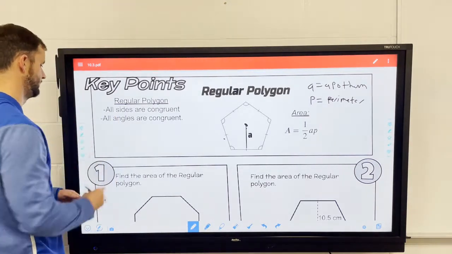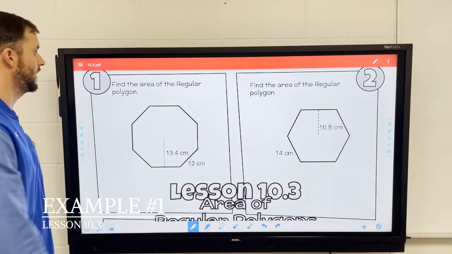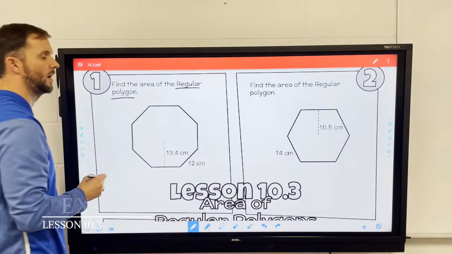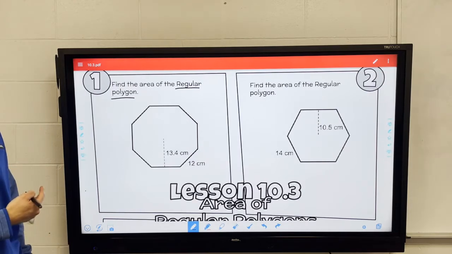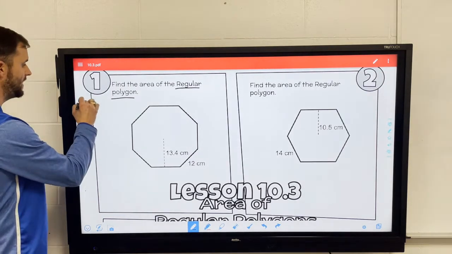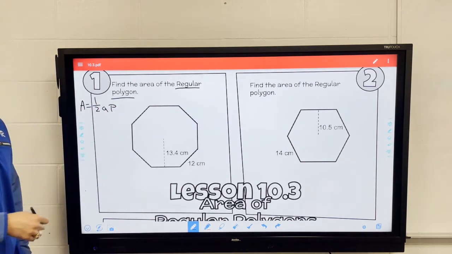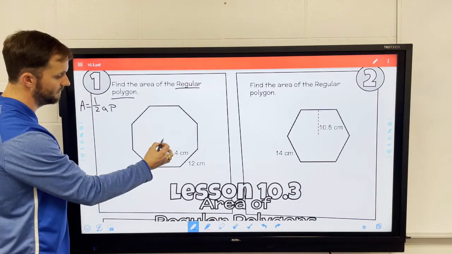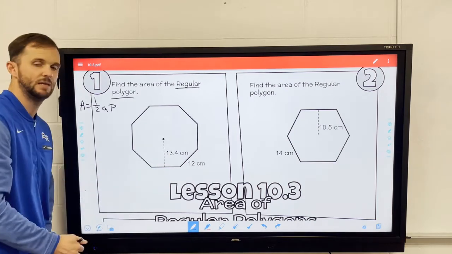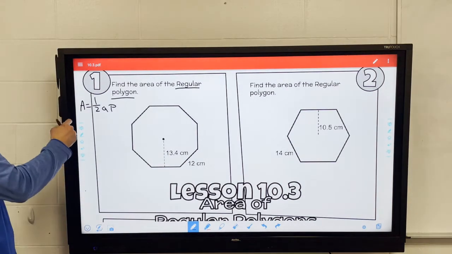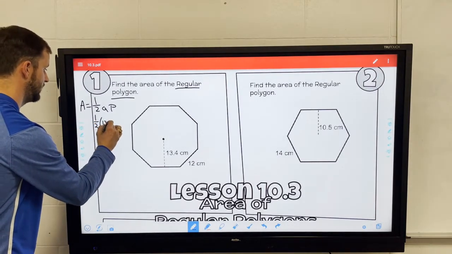So let's look at example number 1. On example number 1, it wants me to find the area of the regular polygon. They told me it is a regular polygon, so that tells me all of my sides are congruent and all the angles are congruent. So A is going to be equal to 1/2 the apothem times the perimeter. If you look, the distance from the middle of my shape to the side of my shape at 90 degrees is going to be 13.4 centimeters. So that is going to be my apothem. So 1/2, the apothem is 13.4.